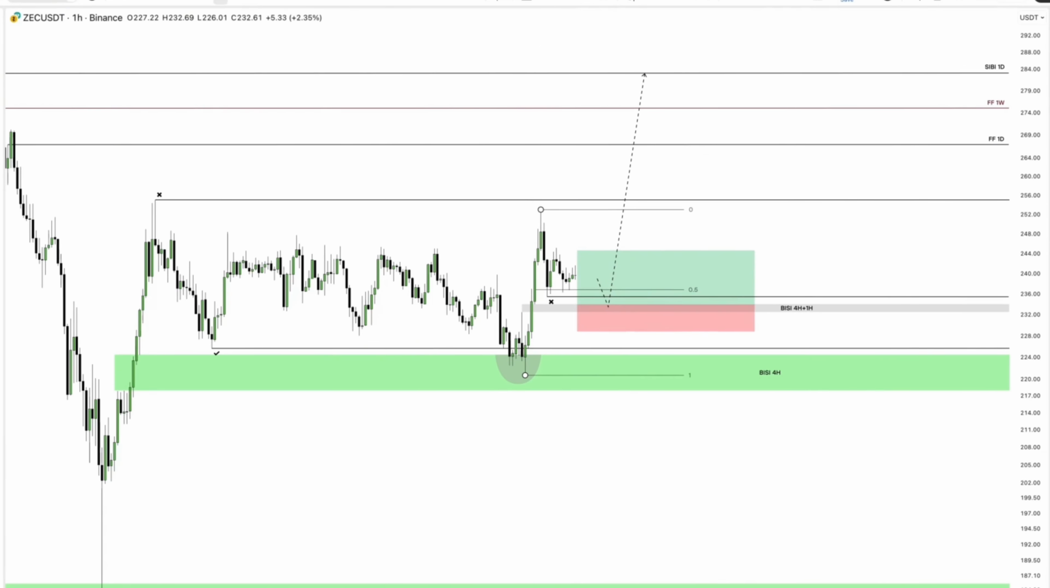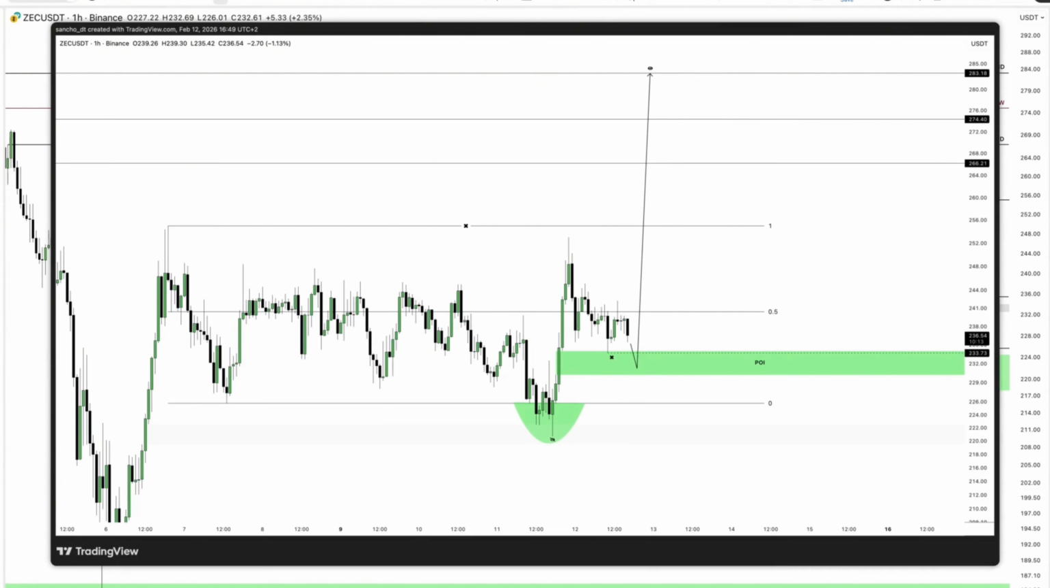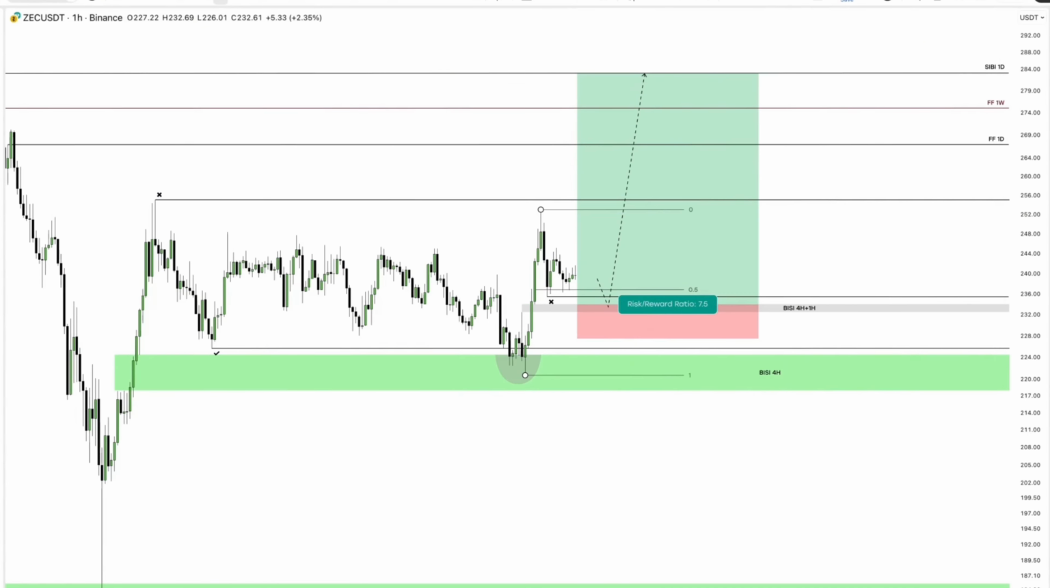Entry from the start of the POI, stop loss behind the second candle of the formation, and the final take profit at the $283 level. After conducting this analysis, I immediately published the setup in the channel where anyone could open a similar position with a risk-to-reward ratio of 1 to 7.5, which is an excellent result.